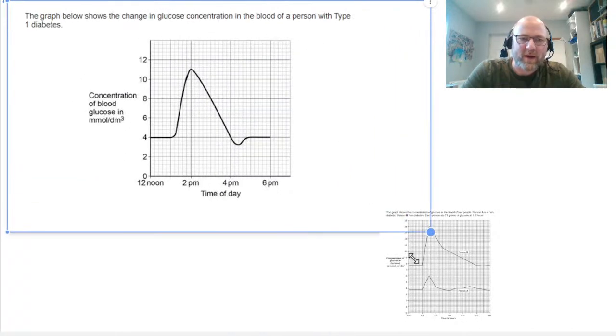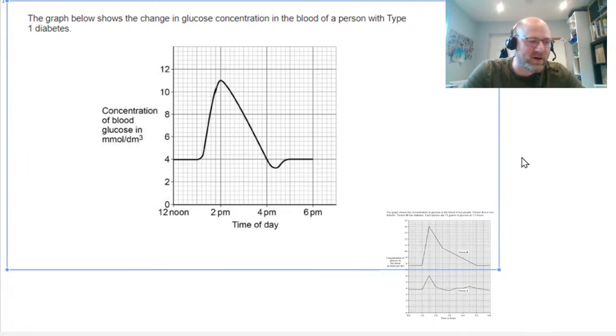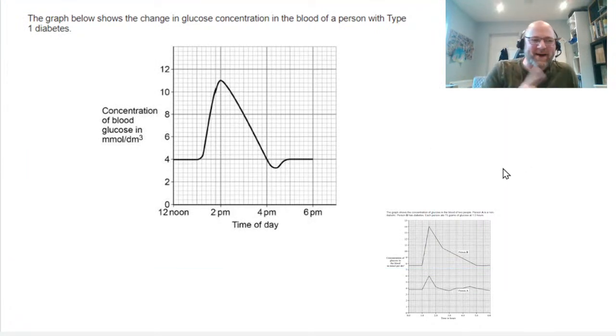All right, looking at diabetes, as this can come up with the endocrine system. So, type 1 diabetes, what's happening here to the person? How do we know this person has type 1 diabetes? Here's their blood glucose concentration. Why is their blood glucose gone up?